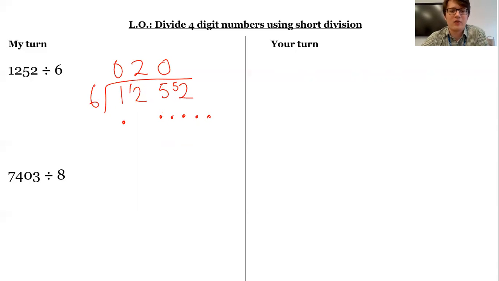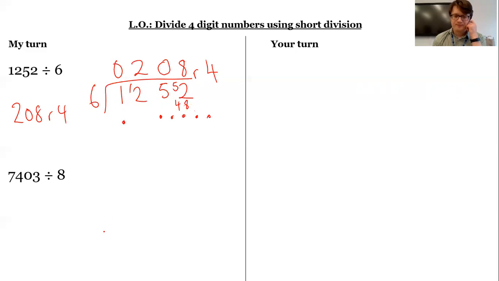How many times does 6 go into 52? Well, I know 6 times 8 is 48. 6 times 9 would be 54, which is too far, it's too big. So what's the gap here? What's left over between 48 and 52? Well, if I add 4, I get 52. So the answer is 208, remainder 4.